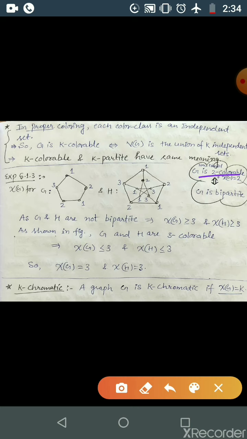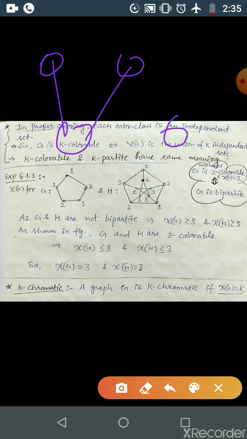Okay, so this also you can remember. Whenever G is bipartite and non-trivial, then obviously there will be at least one edge, correct? G is bipartite and it is non-trivial, meaning there is some edge, correct? So suppose this one is a bipartite graph.